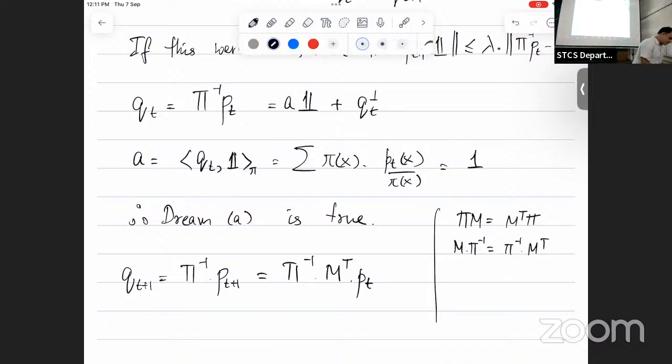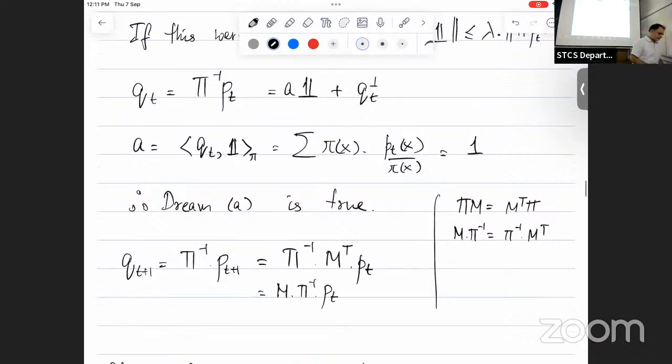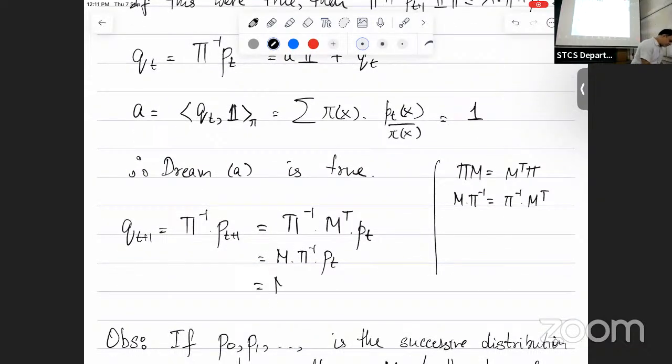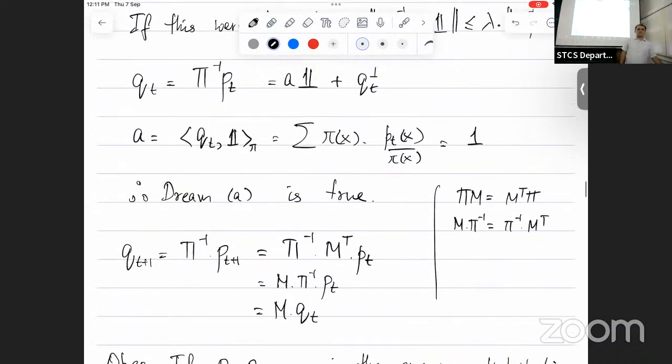And this basically means that this pi inverse M transpose that I have is the same thing as M times pi inverse. And pi inverse Pt is exactly what Qt is. So dream scenario 2 also works.